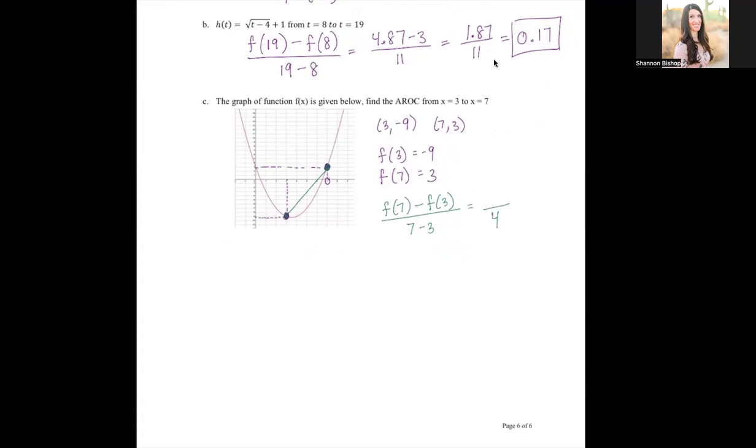And then our previous work reminded us that when you input 7 for x, you get 3 for the output. And when you input 3 for x, you get -9 as the output. So 3 minus -9, that's technically plus. So 3 plus 9 is 12. And 12 over 4 is 3. Now notice that the rate of change is indeed positive, just like we predicted. Because again, from 3 to 7, that would be an increasing hypothetical constant trend. So that is our average rate of change.